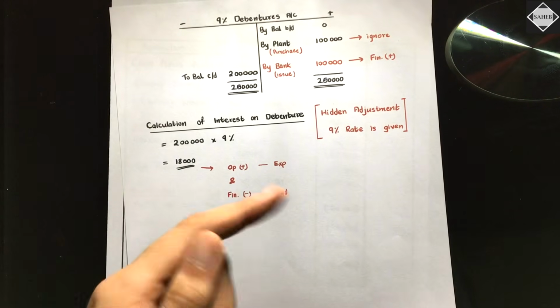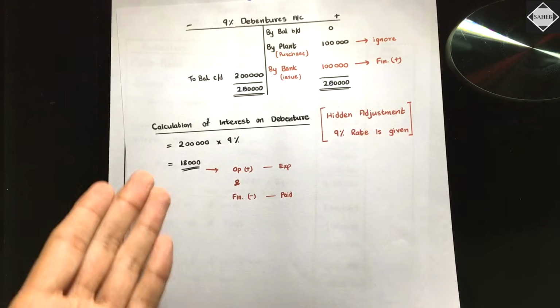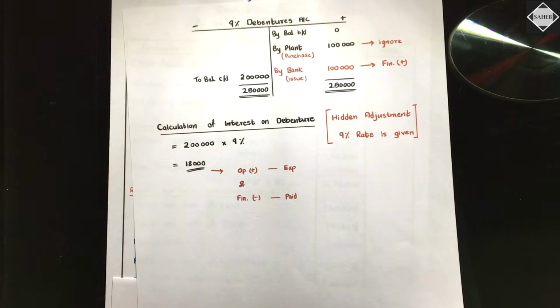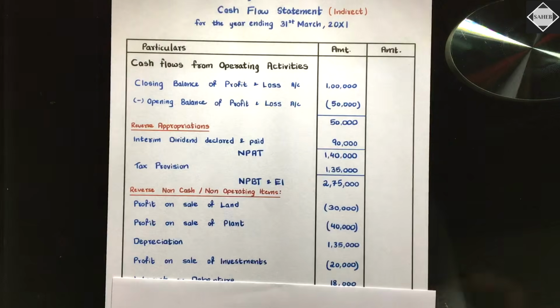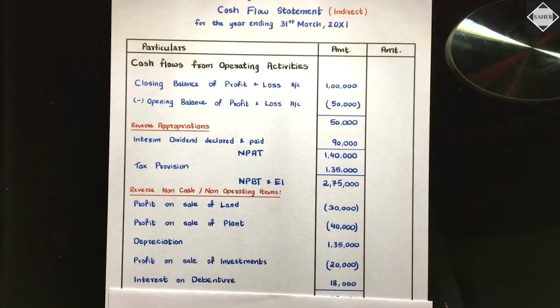Interest on debenture, the expense, you have to add and reverse it because it's a non-operating expense that has been debited to P&L. It has been subtracted. To reverse, you have to add. So interest on debenture, you have to add 18,000. Is it clear? So everything is done.